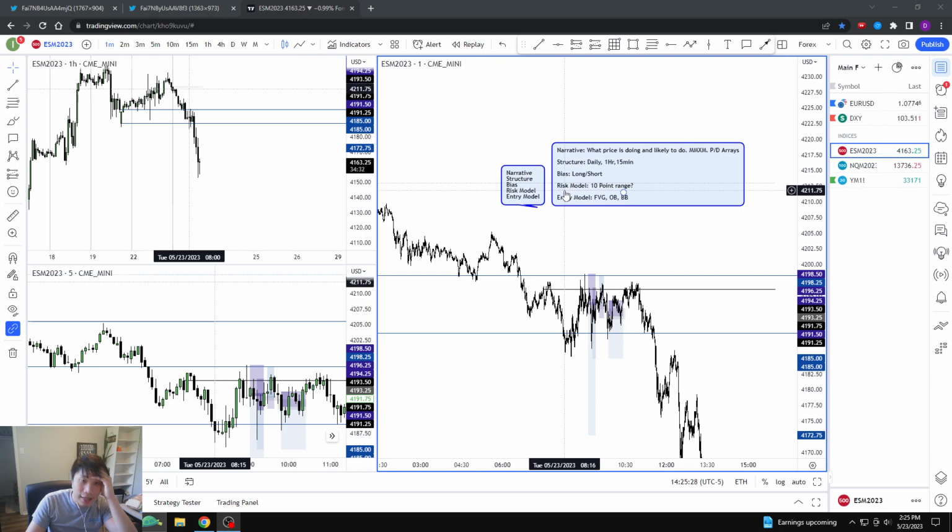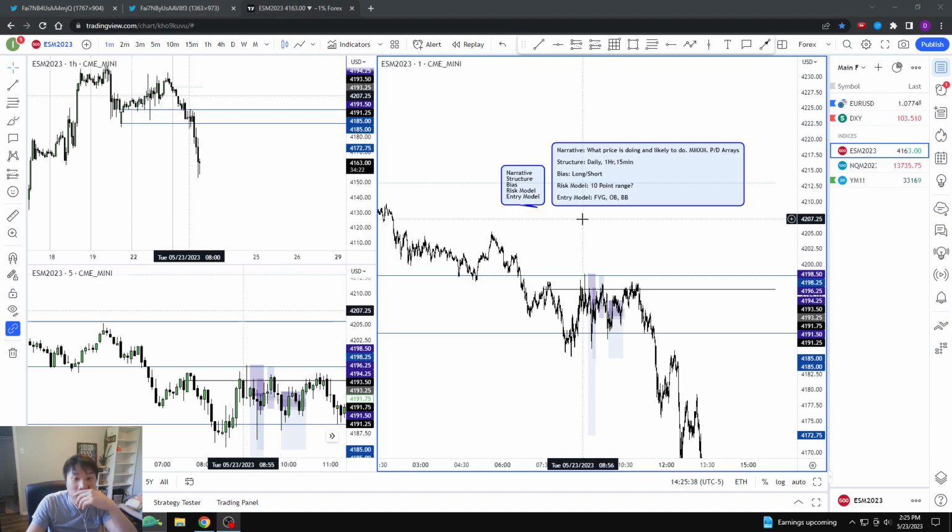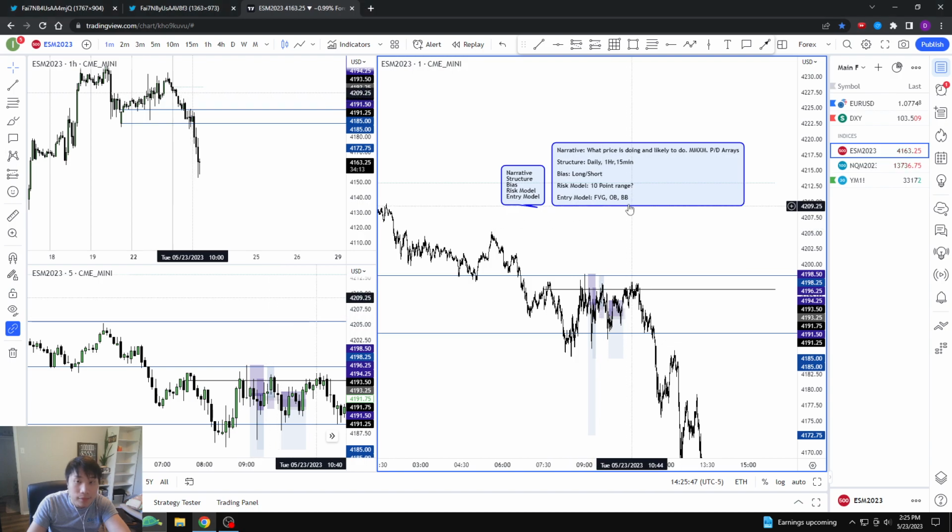And then I go down to my risk model. Does it give me a 10-point range of movement from my entry, or to where it's likely to head to next? And then my entry model. Do I use the fair value gap, order block, or breaker block?